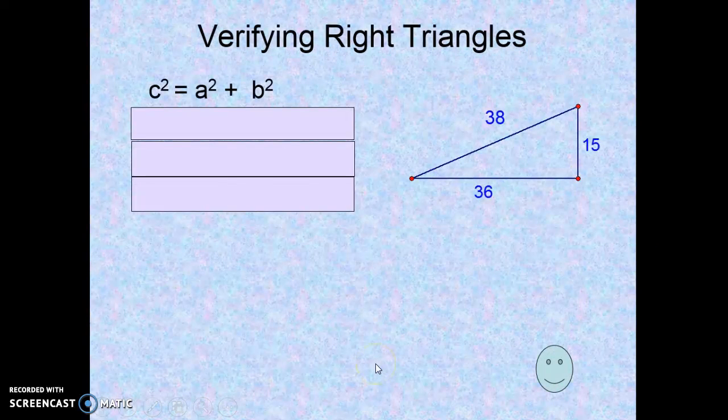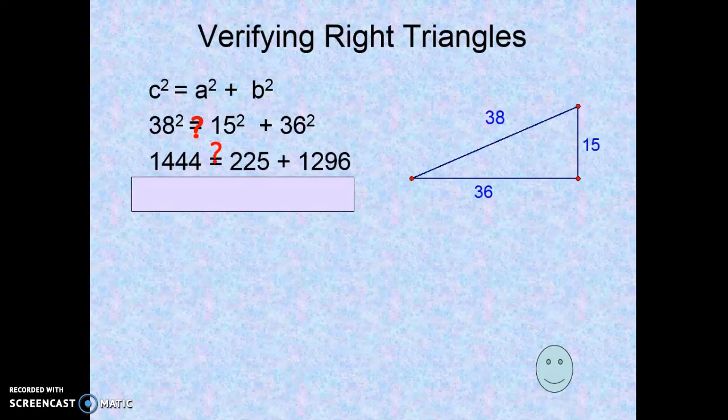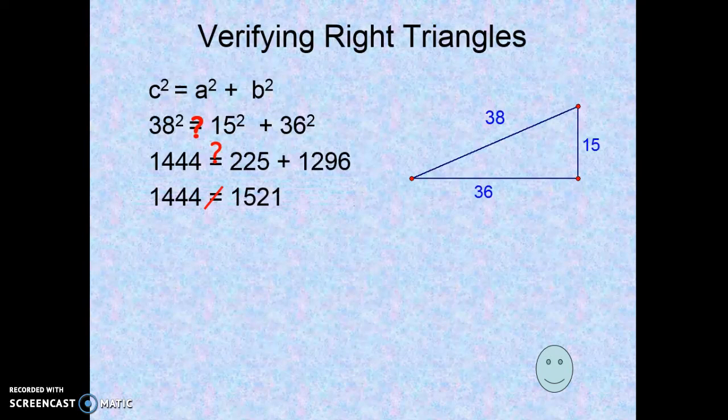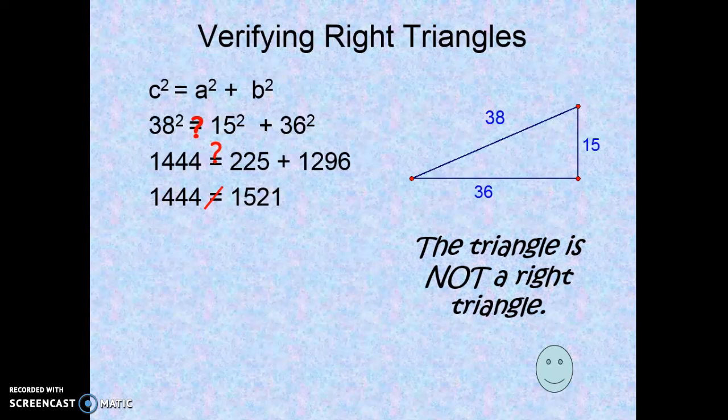Here's another example of that. That looks like a beautiful right triangle, doesn't it? Right there. That really looks good, and this is the largest side. All right. So let's plug them in and see if it really is. There's our formula all set up. There's our numbers all squared out. It's looking pretty good to me. It looks like 225 plus 1296 just might be 1444. But no, it's not. This is not a right triangle.